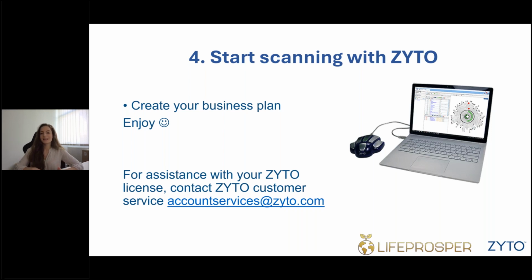If you need any assistance with your license, once you sign up, once you activate your license, we have a customer service department for you. So here is their email address. It is accountservices@zyto.com. If you have any questions about your license, about any changes with it, anything you are not sure about, feel free to contact them, and they are going to be helpful. They are available Monday to Thursday, and they are located in Utah, USA.